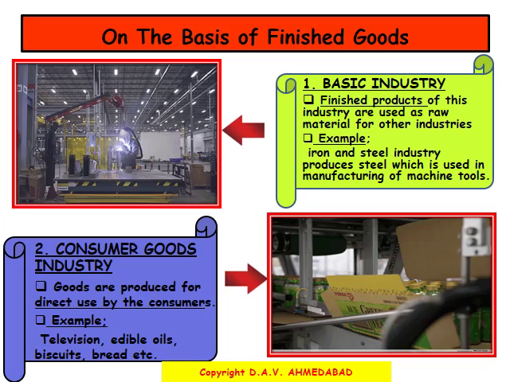Second is consumer goods industry. Now goods are produced for direct use by the consumers. For example, television, edible oils, biscuits, bread. You can see on the side there is green tea being manufactured.